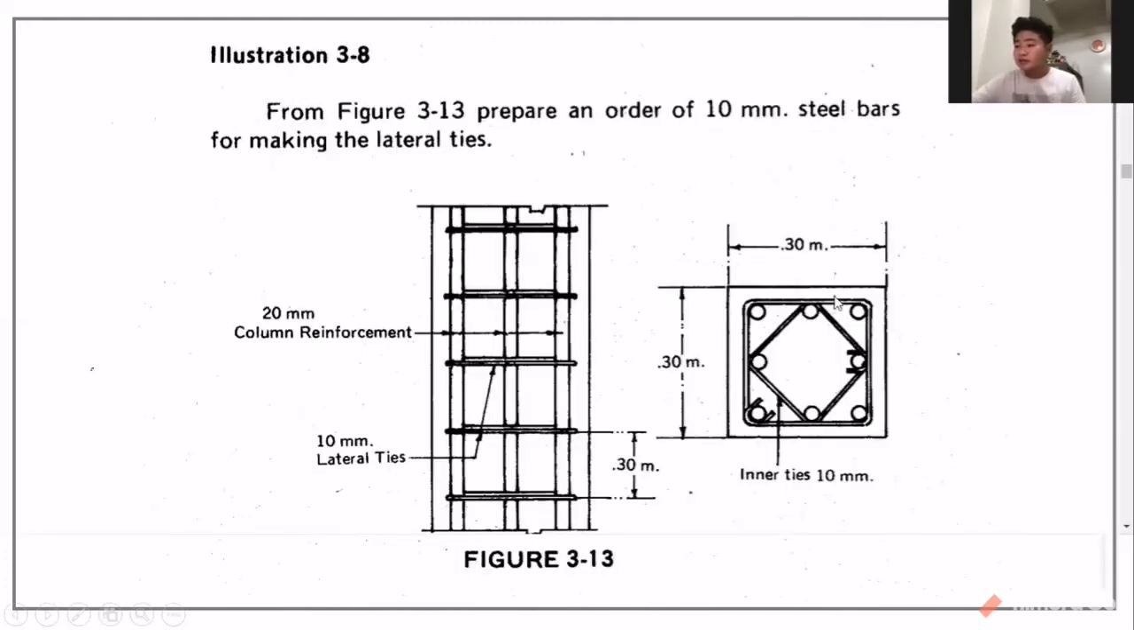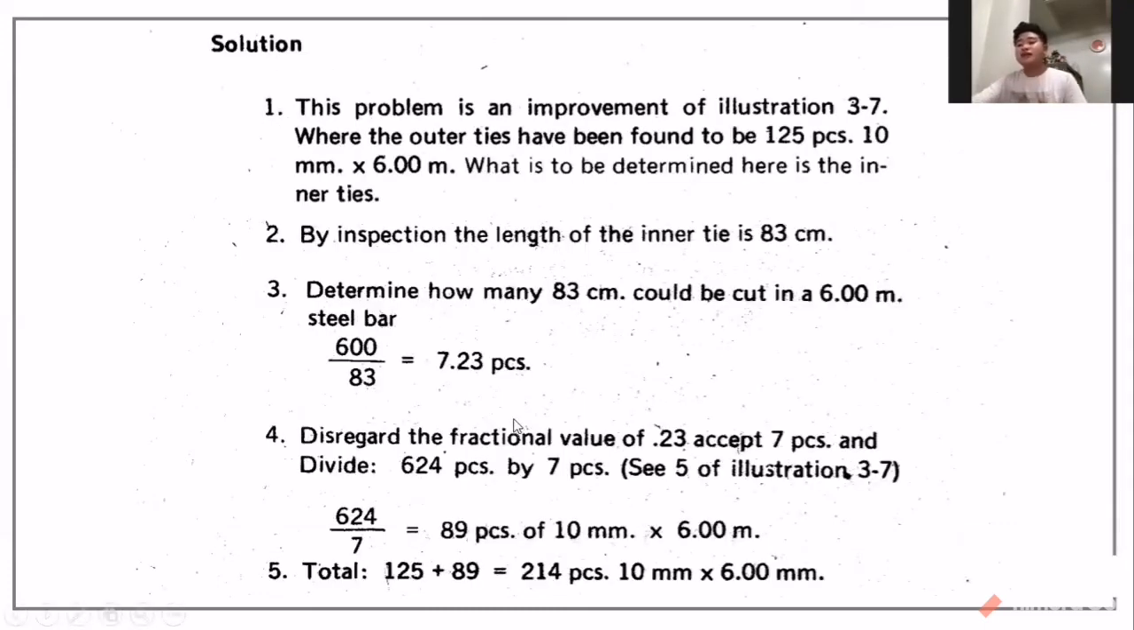Here, we will just add the inner ties. So we already got the outer ties, so we'll just get the inner ties and then add all of them. So we have 624 divided by 7 pieces, so we have 89 pieces of 10 millimeter by 6 meter. Okay, so our total in illustration 3 to 7, we need 125 pieces of 10 millimeter by 6 meter.